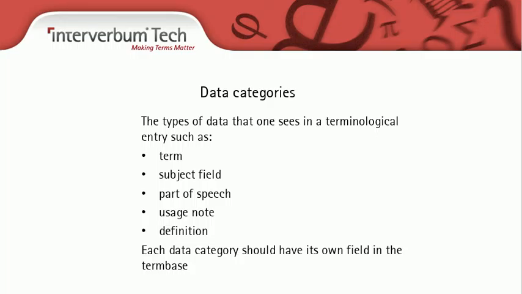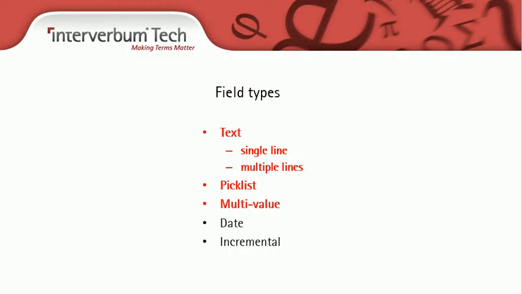Okay. Now after you've decided which data categories you need, which data fields you need in your database, you have to also think about the type of field for each data category. In TermWeb we have these types. The red ones are the most common ones. Text, so for example for a definition, you can have a text field. Now within text field types you have the choice of just a short field for a single line of text or multiple lines of text, which would be the larger field.